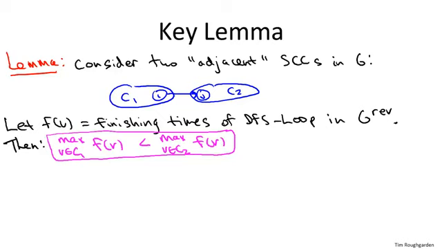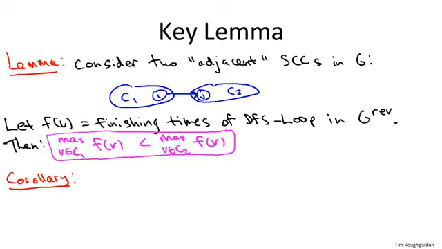Let's begin with a corollary, that is, a statement which follows essentially immediately from the statement of the lemma. So for the corollary, let's forget about just trying to find the maximum finishing time in a single SCC. Let's think about the maximum finishing time in the entire graph. Now, why do we care about the maximum finishing time in the entire graph? Well, notice that's exactly where the second pass of depth first search is going to begin.